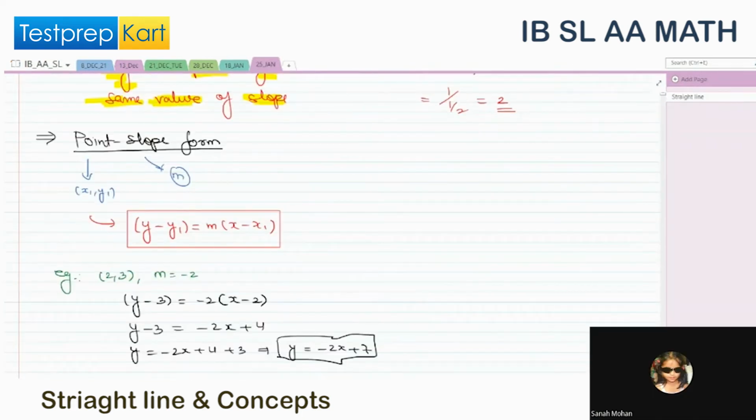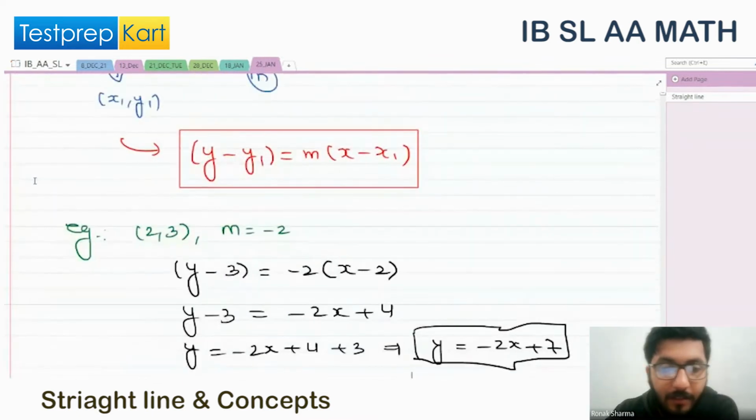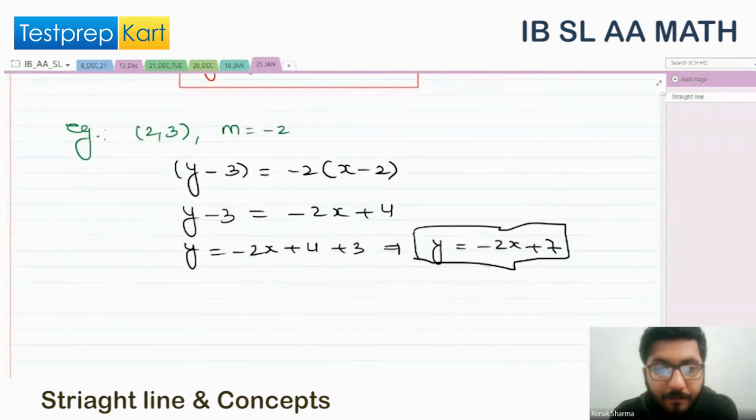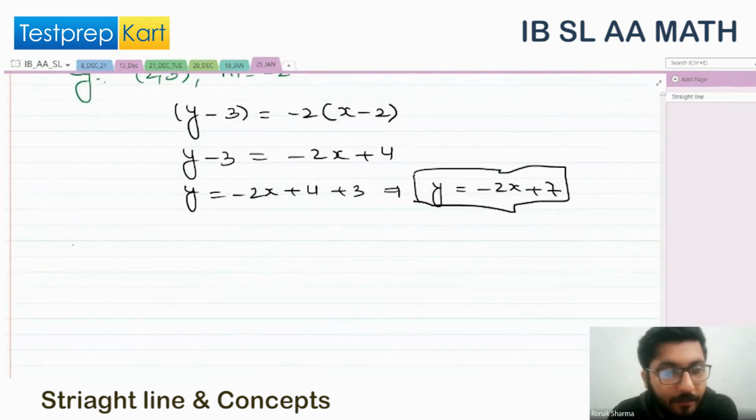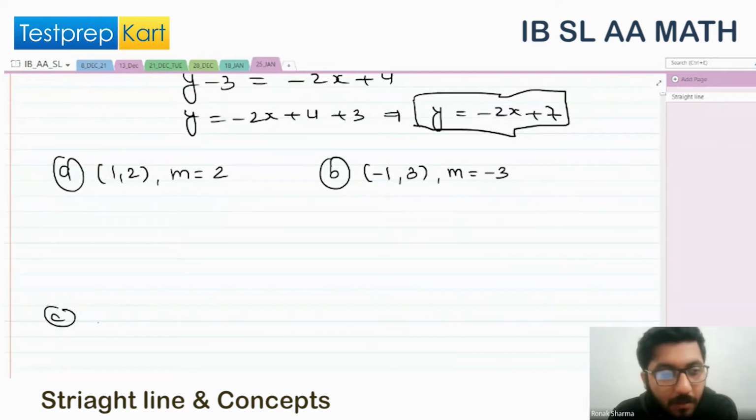Okay. So find the equation of line for these: point is 1 comma 2, slope value is 2. Point is minus 1 comma 3 and slope is minus 3. And let's say C part also I'll give you: point minus 2 comma minus 1, slope value is 3 by 2. Come on.